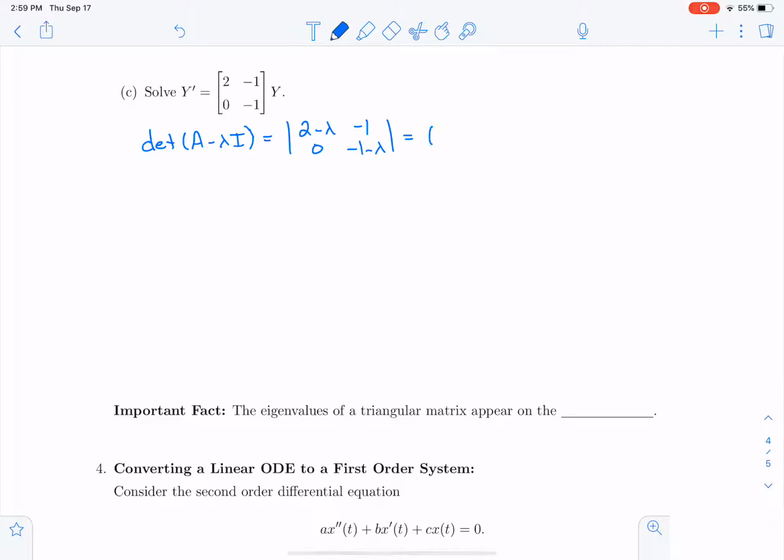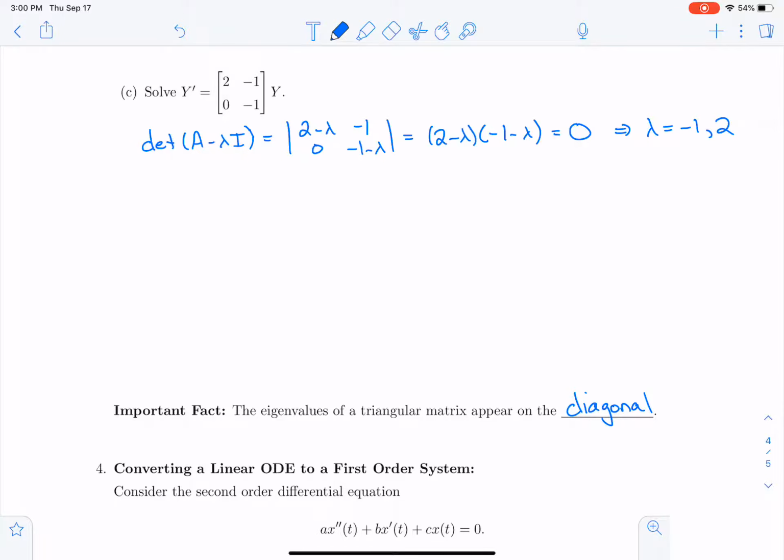And so that's going to be 2 minus lambda times -1 minus lambda minus 0. And so we're going to set that equal to 0 and see that lambda is in fact -1 or 2. And we'll note that for this upper triangular matrix, our eigenvalues actually appeared on the diagonal. This is a fact that you should have learned in linear algebra, and that is that the eigenvalues of a triangular matrix do appear on the diagonal. So it makes it easier to find the eigenvalues.